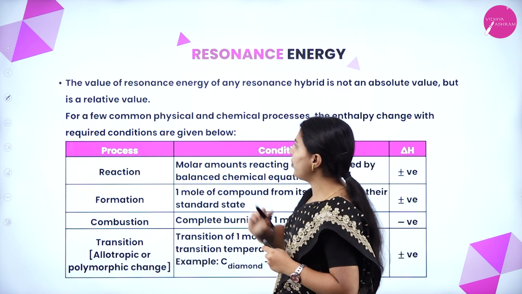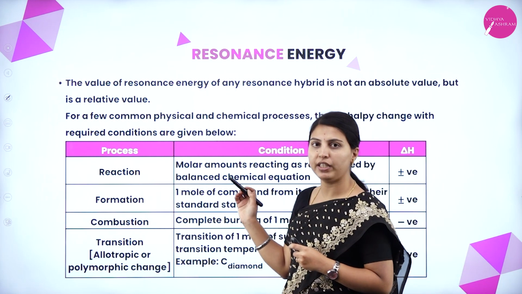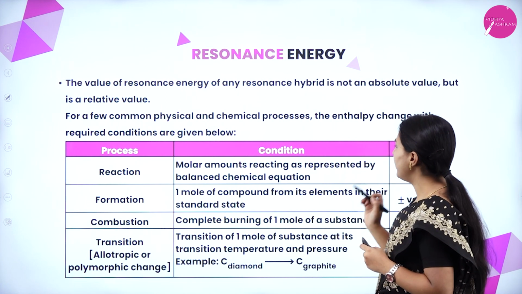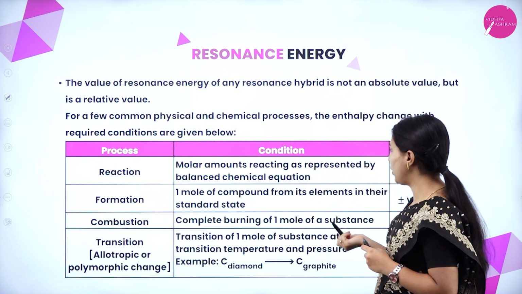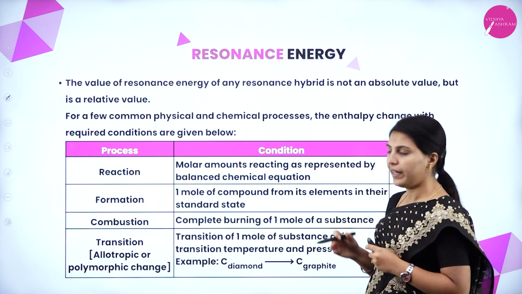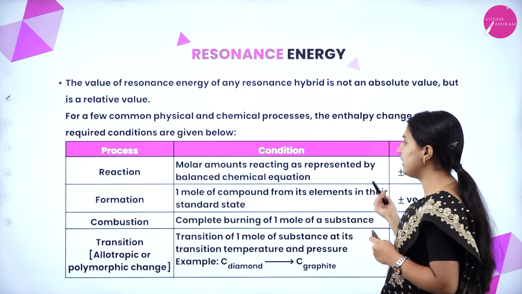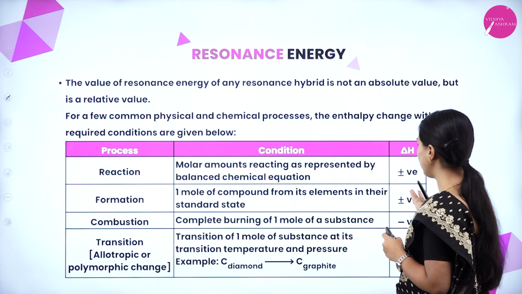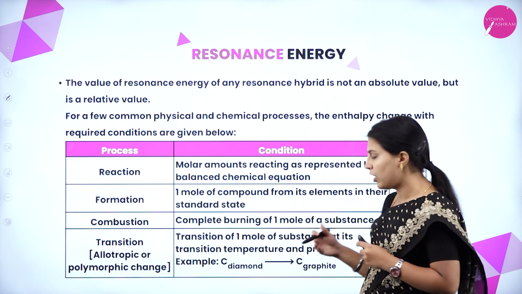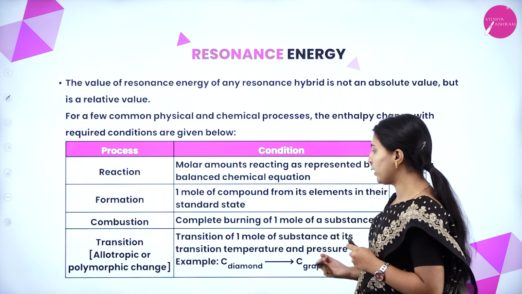For a few common physical and chemical processes, the enthalpy change with the required conditions is given below. For a reaction, the molar amounts of reactants are as represented by the balanced chemical equation, so enthalpy may be positive or negative. Formation means 1 mole of compound formed from its elements in their standard state; it may also be positive or negative. Combustion means complete burning takes place, so it is only negative.